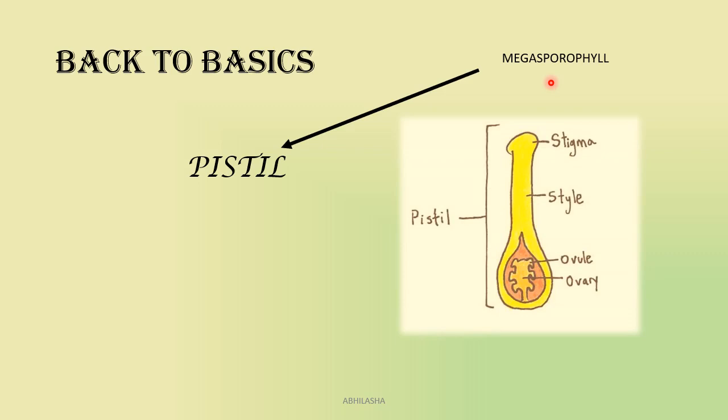So if pistil is megasporophyll, what is megasporangium? It is the ovule. The ovule will form megaspores which will give rise to the female gametophyte, and this will form the egg or the female gametes. So you can see that in angiosperms all gametophytic stages occur inside the ovule of the plant. Now let's dive in and find out about each of these.